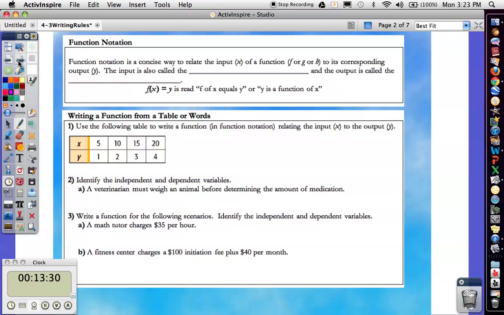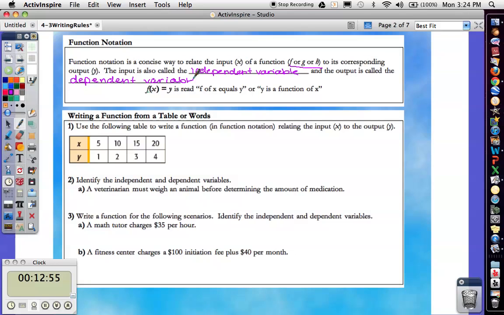Function notation then is just a certain way that they write it. So it's a concise way to relate the input x of a function, and we typically use the letters f, g, or h, to its corresponding output y. The input is also called the independent variable. It's independent. It can be whatever we want it to be. And the output is called the dependent variable then, because y depends on what you put in for x.